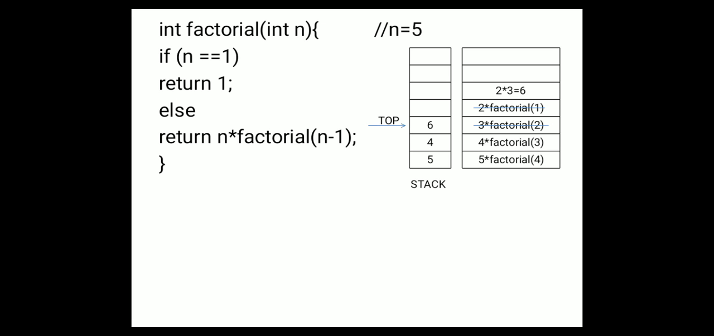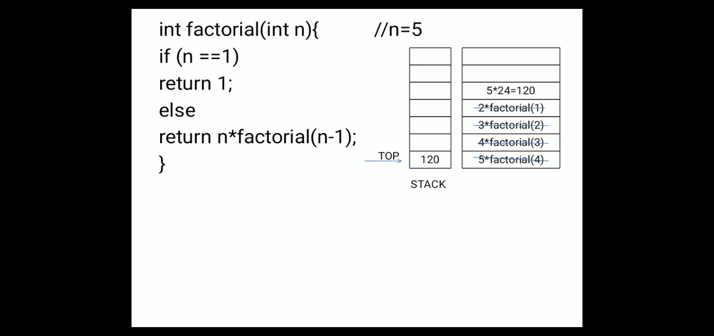Now you need to compute the factorial of 4. 4 factorial is computed as 4 into 3 factorial. The answer for 3 factorial is 6. You got 6 from the previous computation. So 4 into 6 is equal to 24. 24 is pushed onto the stack. Now you know the answer for 4 factorial is 24. Now we are substituting it into 5 into 4 factorial. So 5 into 24 will give you 120.